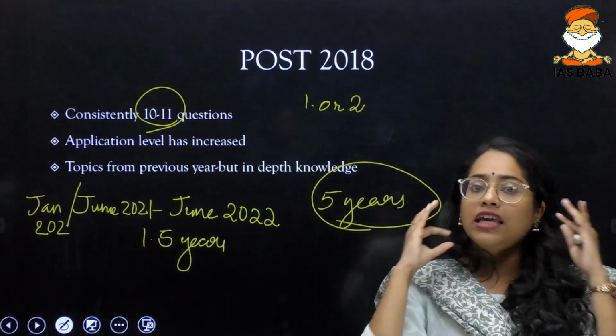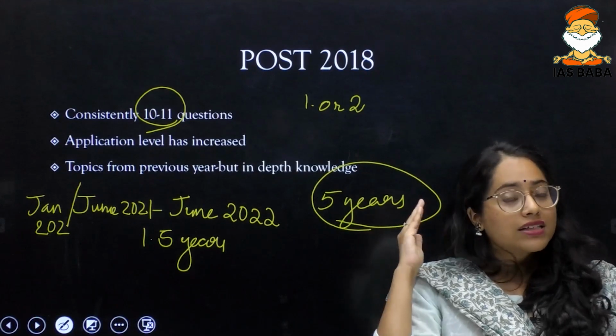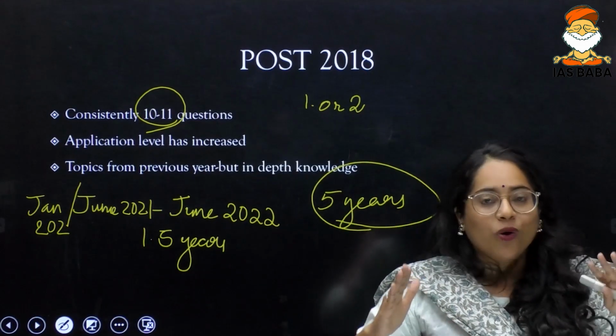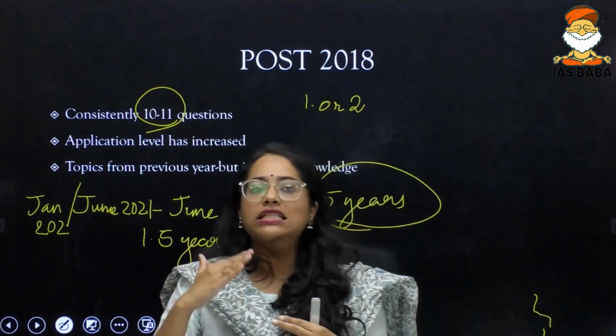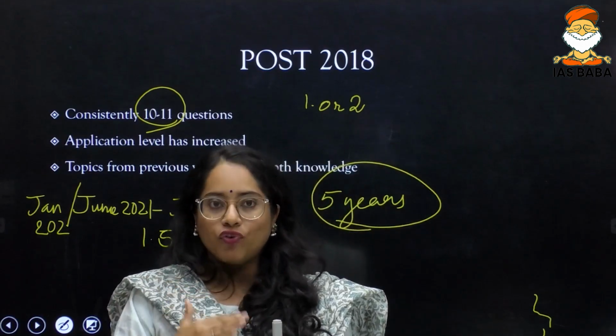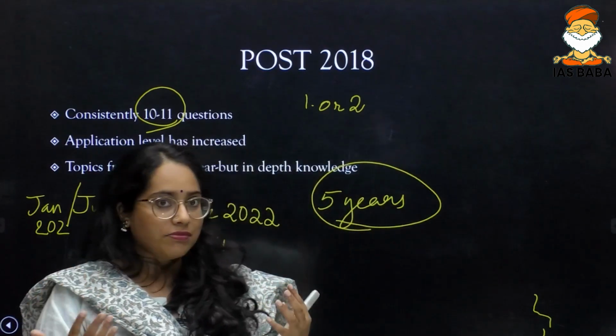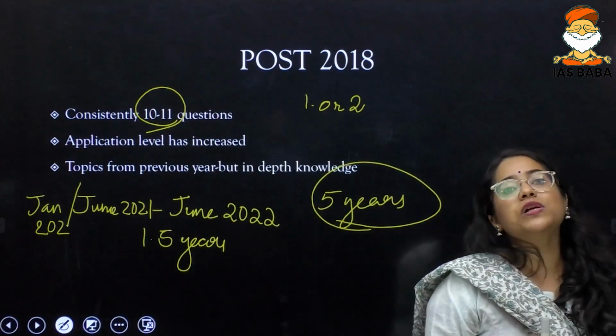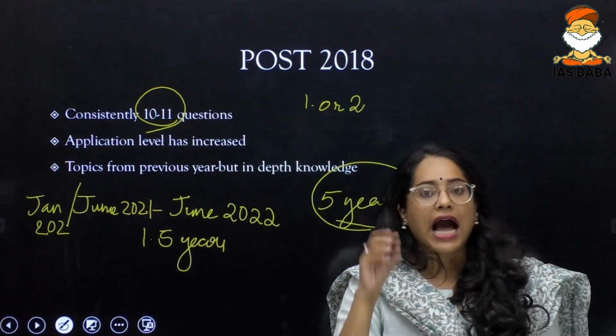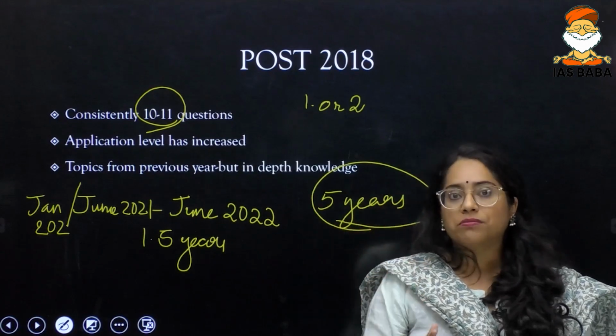So again, keep 3 things in mind. Science and tech is important, that is beyond doubt. We have to have an application level knowledge about it. And the second thing is you have to follow or you have to be aware of contemporary affairs. So when I'm going to take your classes, this will be a prime concern for me. I will be including contemporary affairs.